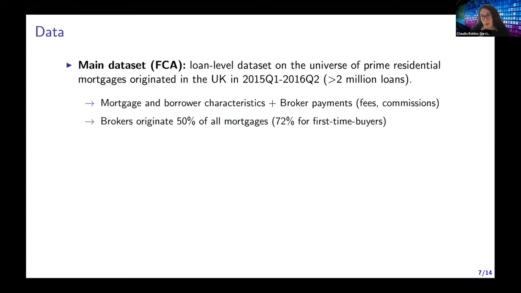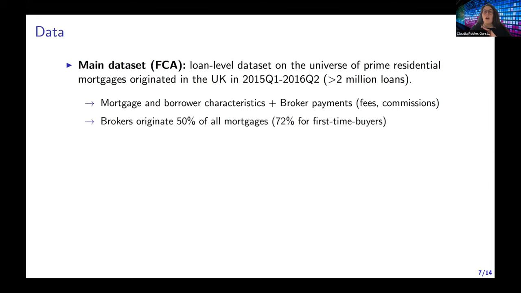Now, as I also mentioned before, in the UK, 50% of all mortgages are originated through brokers. And in particular, when I go to the estimation of the model, I'm going to look mostly at first-time buyers. And for this type of borrowers, brokers actually originate 72% of mortgages.